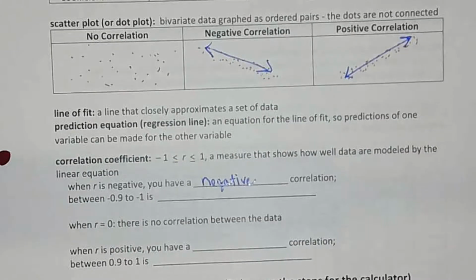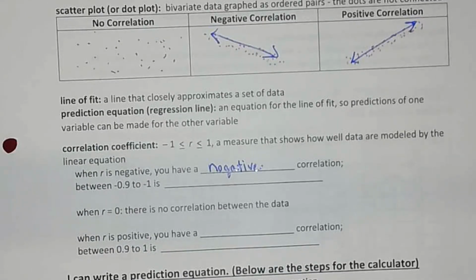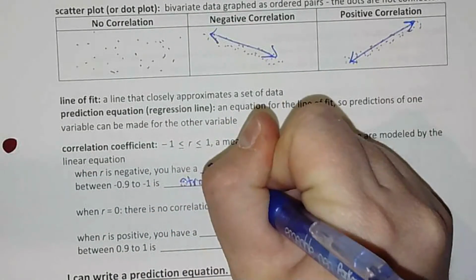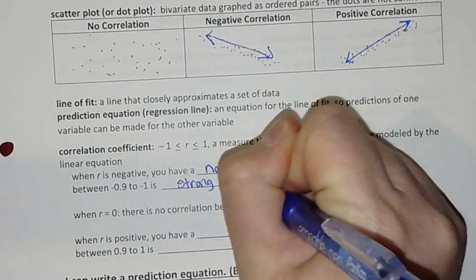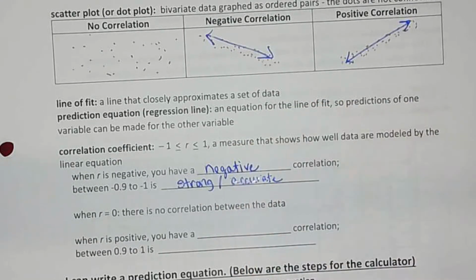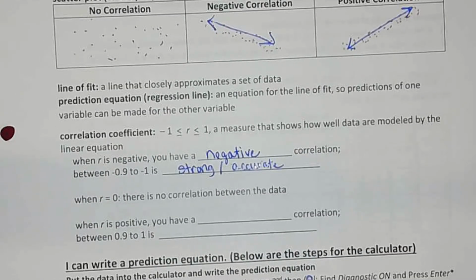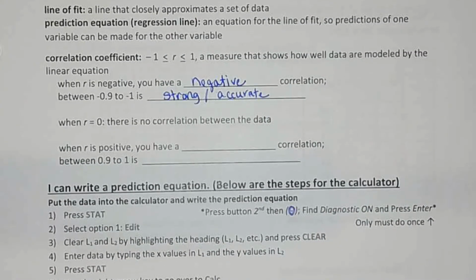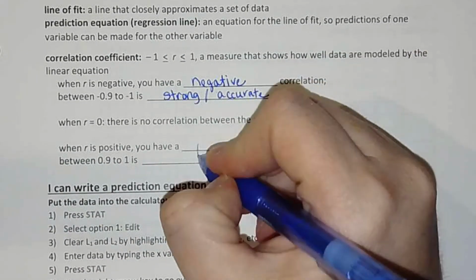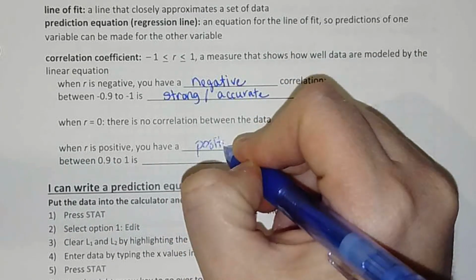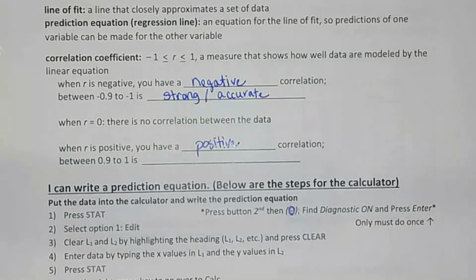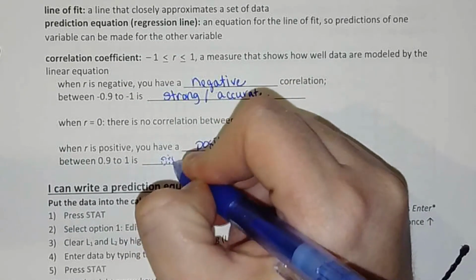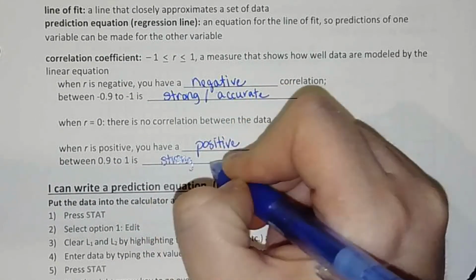When the value is between -0.9 and -1, it is strong and accurate. When R is equal to 0, there's no correlation between the data. When R is positive, you have a positive correlation. And when it's between the values of 0.9 and 1, it is strong and accurate.